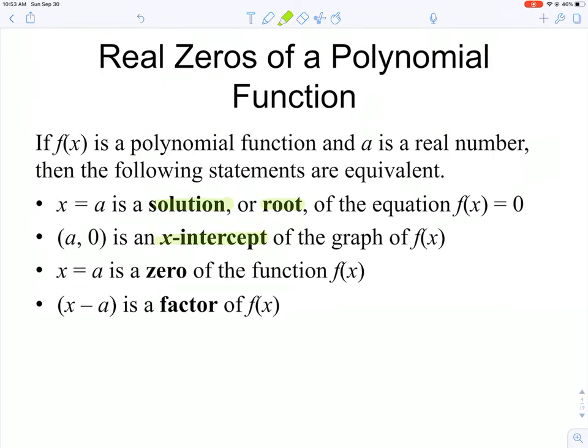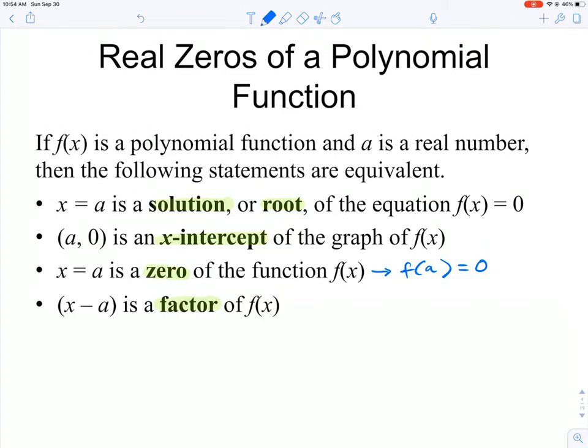Now, the terms zero and solution or root are often interchanged, and really a zero ends up corresponding to a solution or root, but we say that x equals a is a zero of the function because when you evaluate the function at a, you end up with 0. And if x equals a is a zero, then you know that x minus a must be a factor of the polynomial f of x.